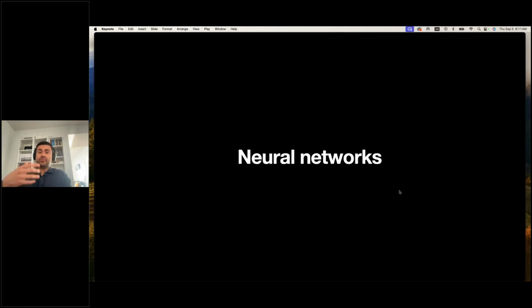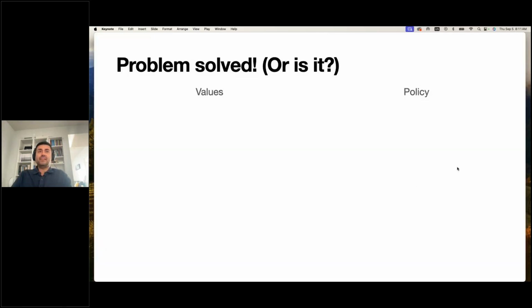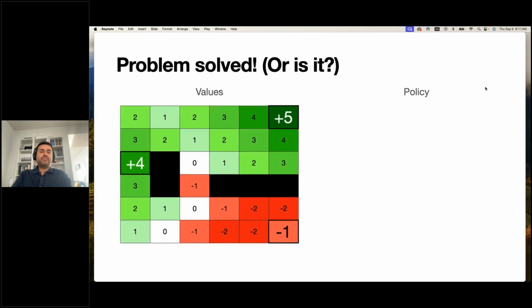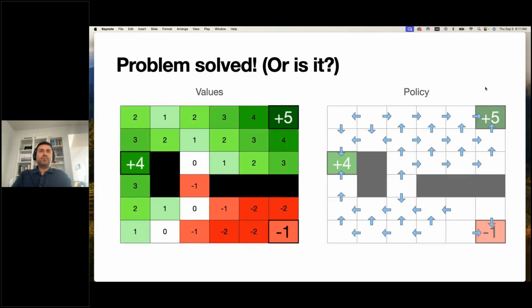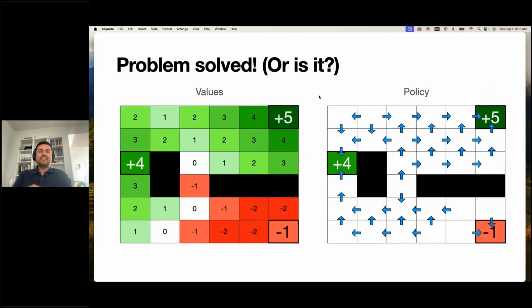So now we get to neural networks, because in reality, if we do the values and then we get the policy, we have completely answered this question, right? I have completely solved this game by either giving you all the values, all the numbers you can get, or giving you the policy, because now you win at this game no matter what.